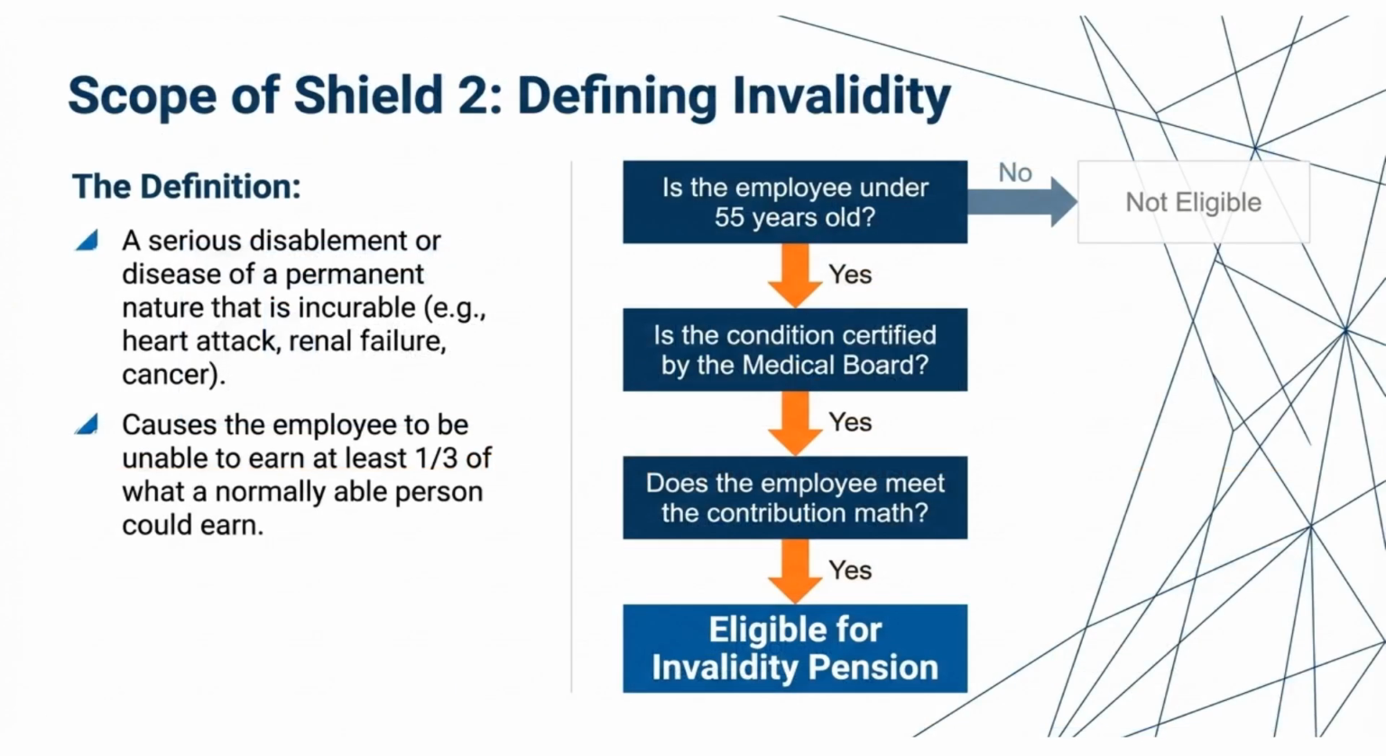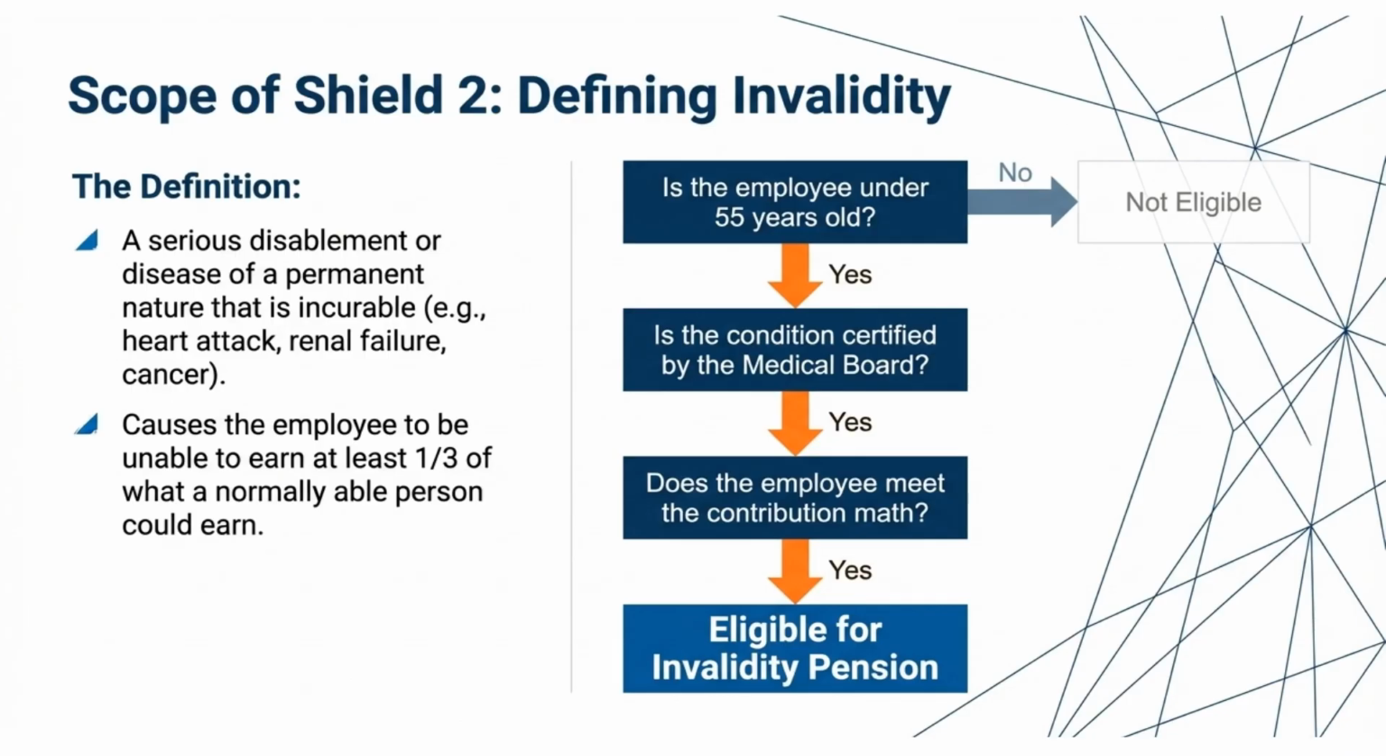These secondary dependents must depend wholly or partially on the deceased employee's income at the time of death. The Invalidity Pension Scheme provides 24-hour coverage against invalidity or death from any cause not connected with employment. Invalidity is defined as a serious disablement or disease of a permanent nature that is either incurable or not likely to be cured, which causes the employee to be unable to earn at least 1/3 of what a normally able person could earn. The MFPC source lists several chronic conditions that could qualify: heart attack, renal or kidney failure, cancer, mental illness, chronic asthma, and similar conditions.